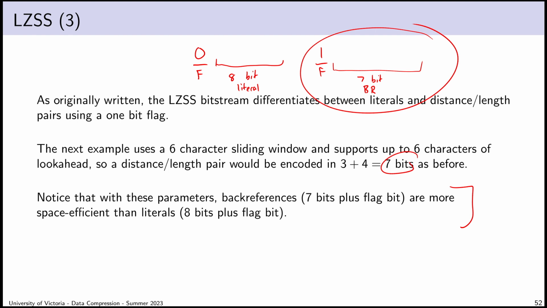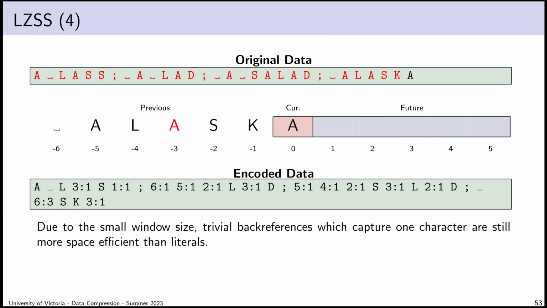And of course, a long back reference will always be more efficient to encode with a sufficient length than a bunch of literals. So in this case, because I have a case of back references, each back reference requires a total of only 8 bits versus a literal, which requires 9 bits. In this case, it is still beneficial to encode back references instead of literals, even back references of length 1, because of the small window size.